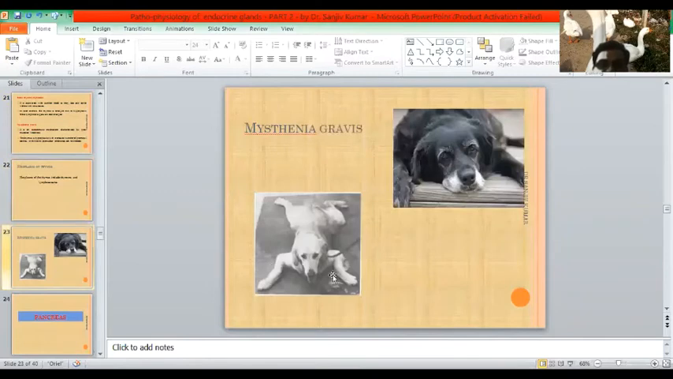This is a case of myasthenia gravis. You can see the paralysis of the limbs. The animal is unable to stand or walk, which is caused by myasthenia gravis.